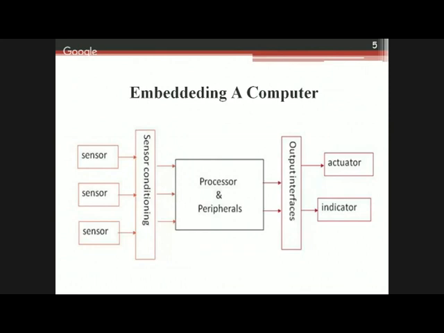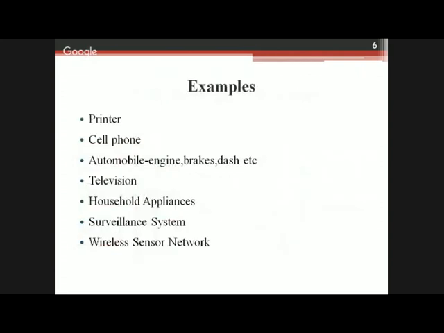So these are the output interfaces, again, in order to relate with the outside world, to convert your digital data into the analog form. There are plenty of examples of embedded systems. In the printer, a small computer with pre-planned instructions can be embedded into a printer. A cell phone, we have the CMOS sensors and all. Automobile engine, brakes, dash. In the television, household appliances. The most important use of the embedded system is in surveillance systems.